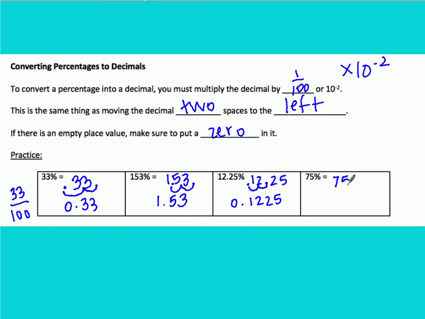In our last example, we have 75%. For 75%, the decimal is all the way to the right. We're going to move it 2 spaces to the left, so we made 0.75 as our decimal.